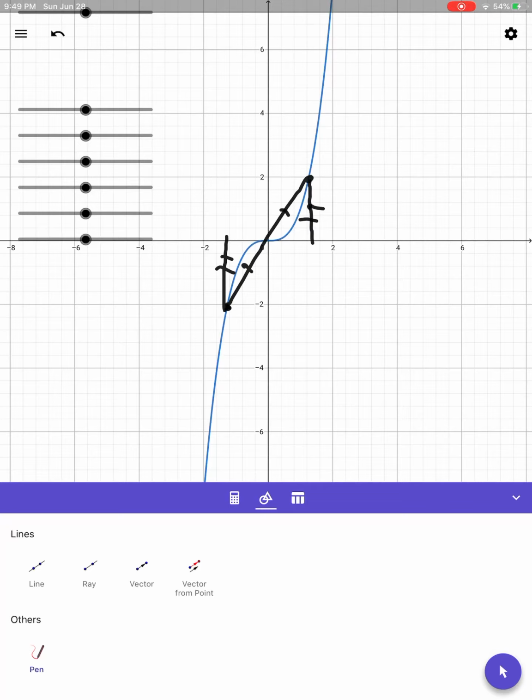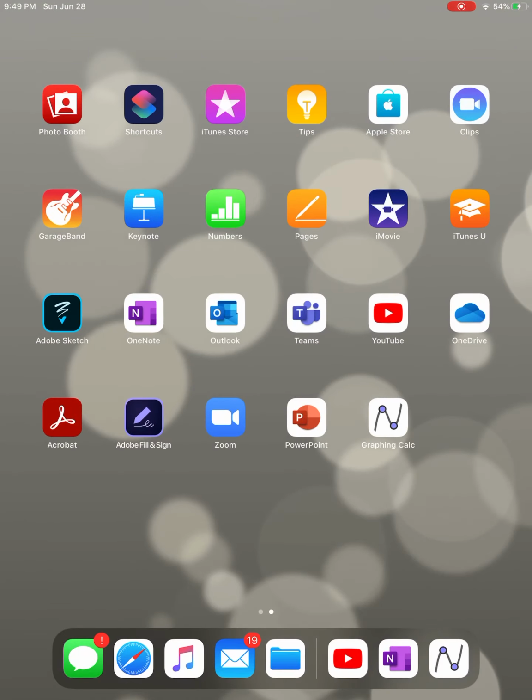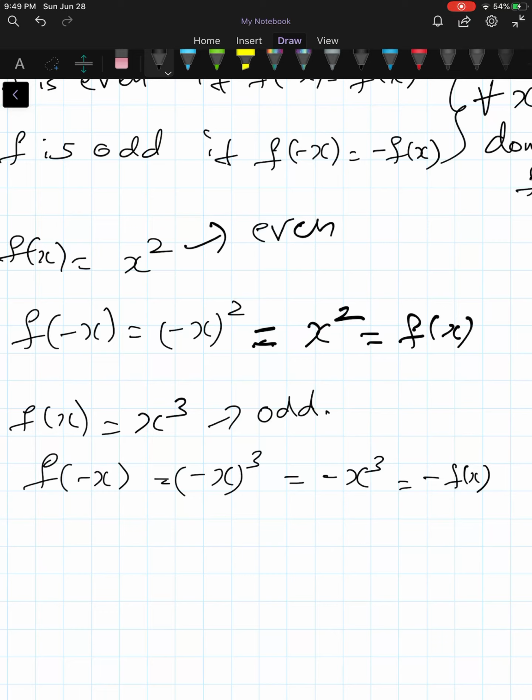So all odd functions are symmetric about the origin and all even functions are symmetric about the y-axis. We will do an exercise problem. So that would be problem number 82 in your book.